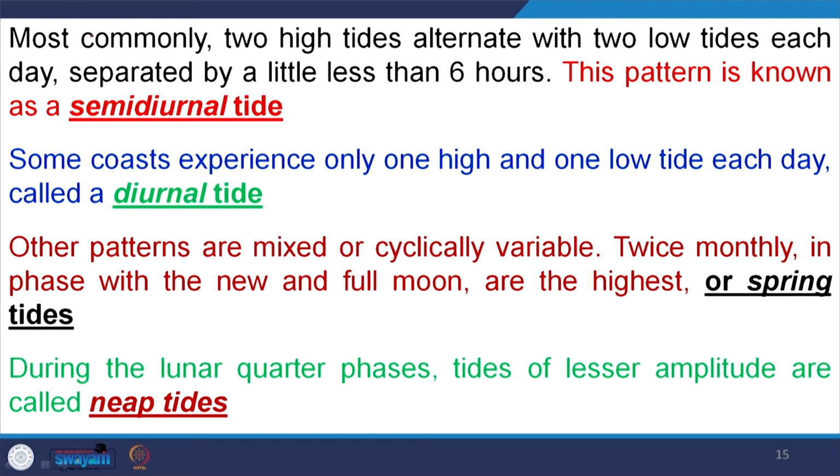Similarly, during lunar quadrature phase, tides of less amplitude are called neap tides. So, tides have different patterns. Some areas experience more tide, some areas experience less tide, and some have frequent tidal activity while others have less frequent tidal activity. Depending upon this, the geomorphology also changes, that is, what type of geomorphic landform will occur there.